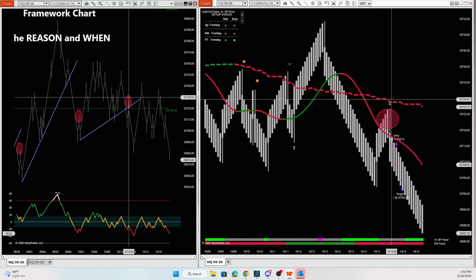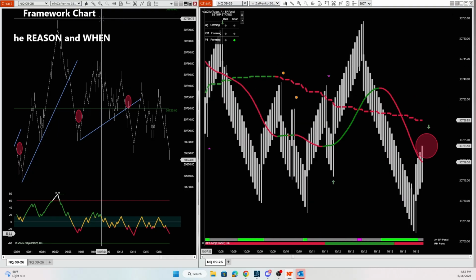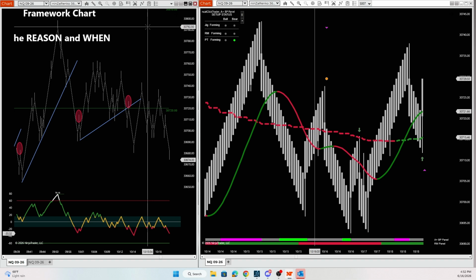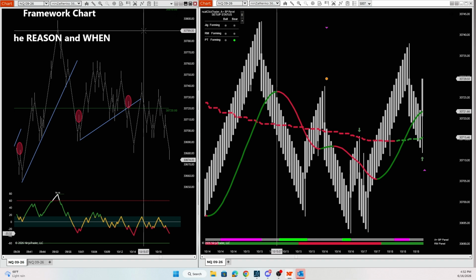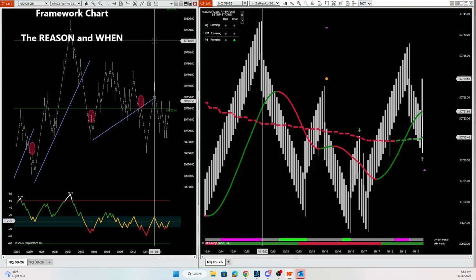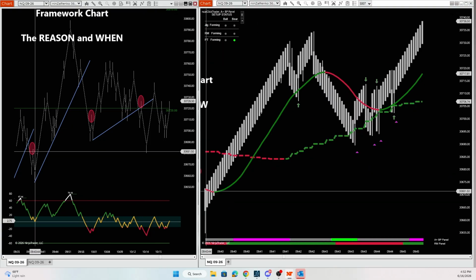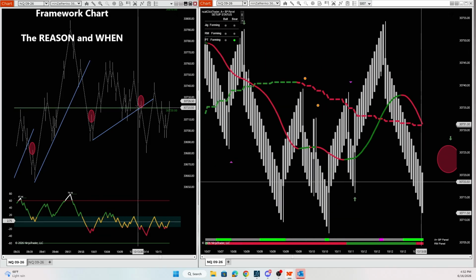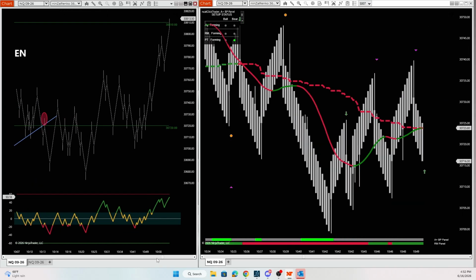All right, so again, just to summarize, what we're doing is we are using a framework chart and a setup chart. The framework chart gives us the reason that we're taking a trade and when to look for a setup. And I don't worry about all of the noise in between. I'm just looking for that one setup. And here are the three spots where we get the setups. All right, let's cruise on over to today.